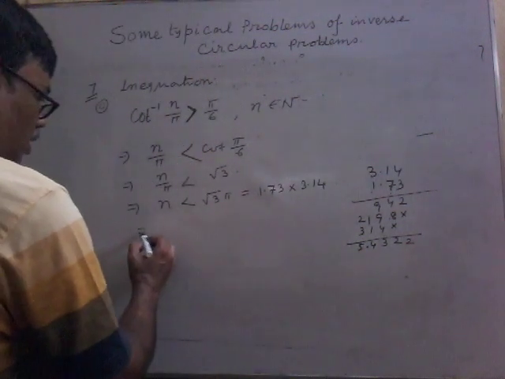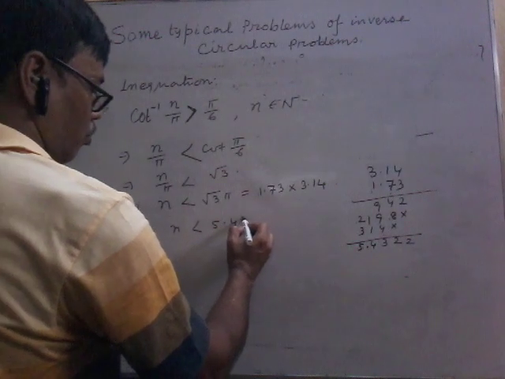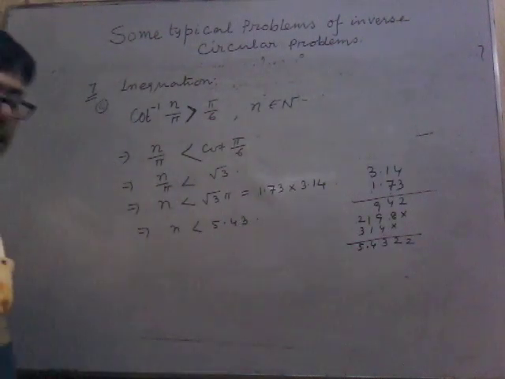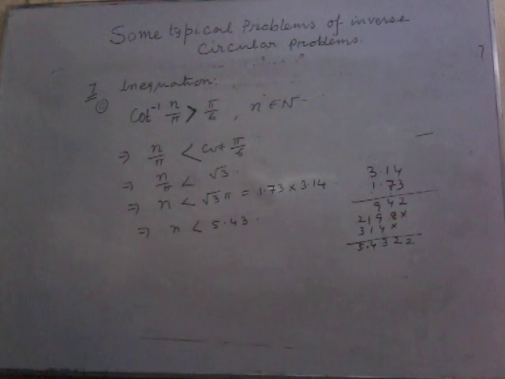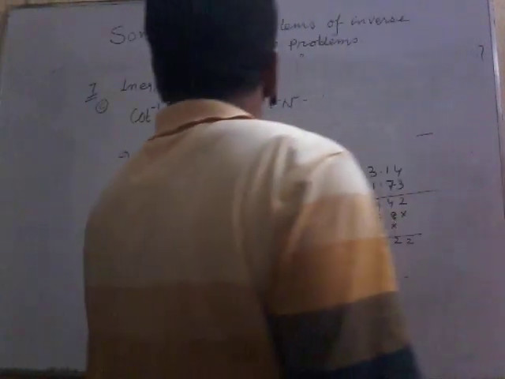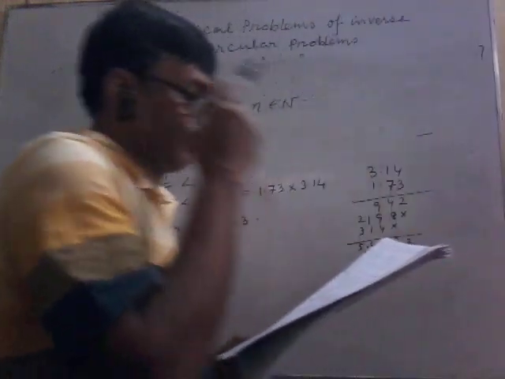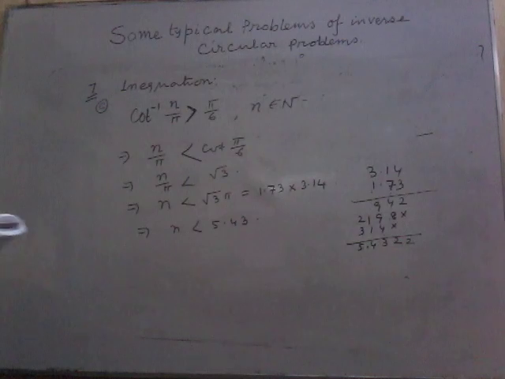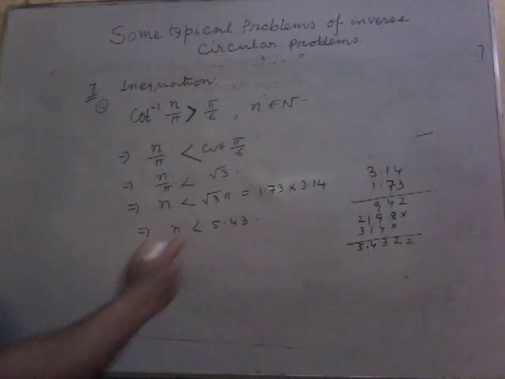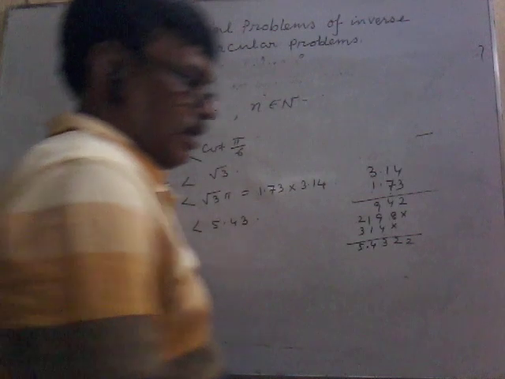So approximately n is less than 5.43. n is less than this. So what is this value? You write this one. So you correct it, this is pi by 6. So the least value is 5.